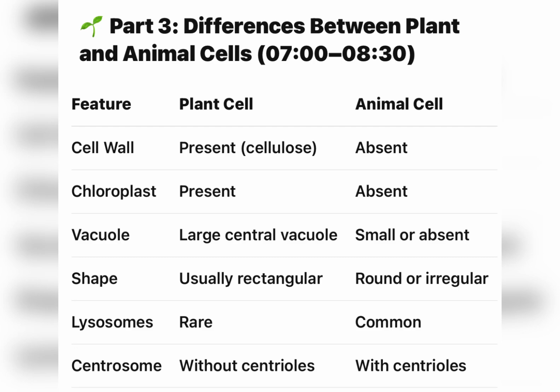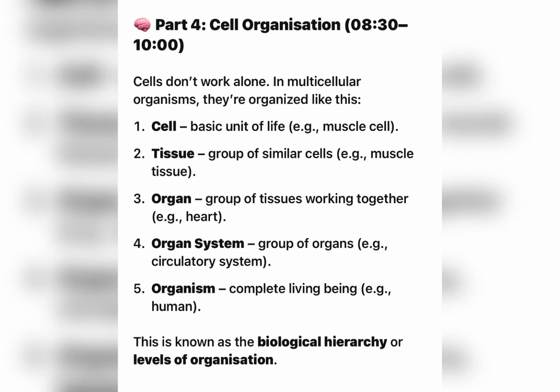Now for the knowledge, let's see the difference between plant and animal cells. Feature: cell wall, plant cell present, cellulose, animal cell absent. Chloroplast, in plant cell it's present, in animal cell it is absent. Vacuole, large central vacuole in plant cell, small or absent in animal cell. Shape, usually plant cell will be rectangular and animal cell round or irregular. Then lysosomes, in plant cell it's very rare, in animal cell it's common, it's always present. Then centrosome without centrioles in plant cell and animal cell with centrioles.